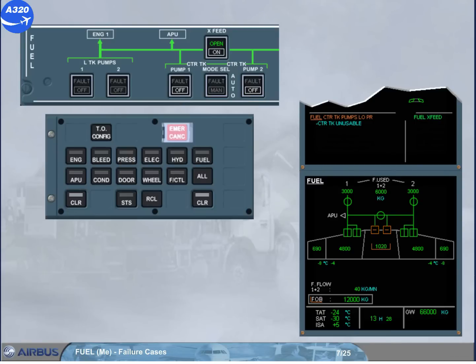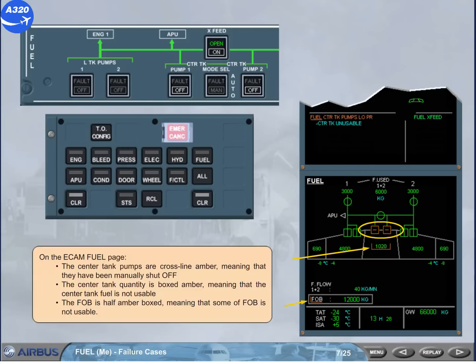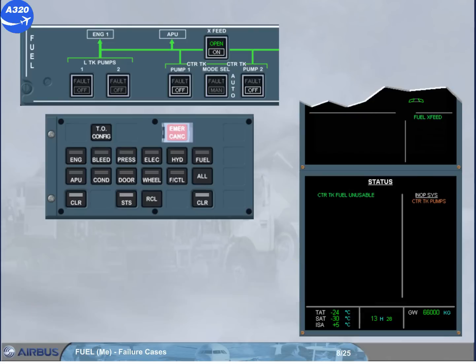On the ECAM fuel page, the center tank pumps are cross line amber, meaning that they have been manually shut off. The center tank quantity is boxed amber, meaning that the center tank fuel is not usable, and the fuel on board is half amber boxed, meaning that some of the fuel on board is not usable. The status page indicates the following. A green message states that the center tank fuel is unusable, and the center tank pumps are inoperative. This is indicated in amber.